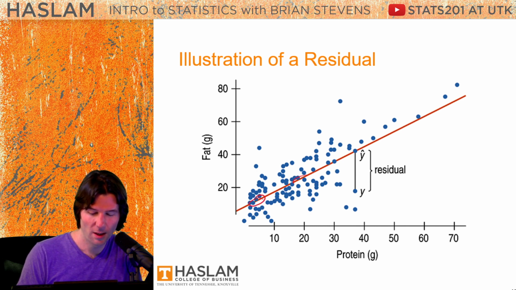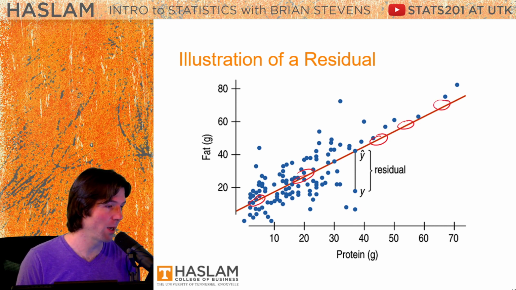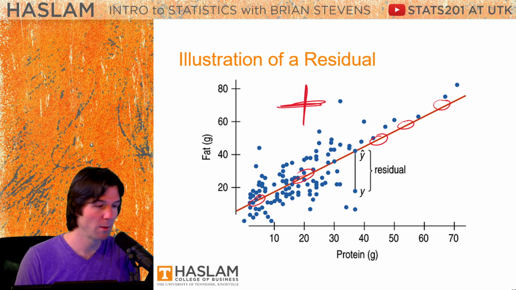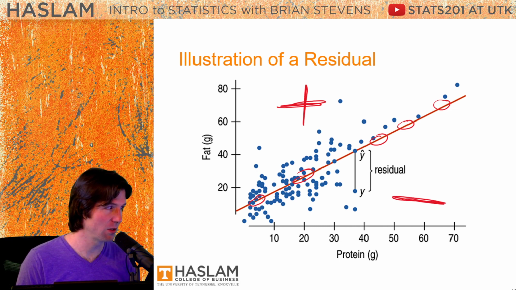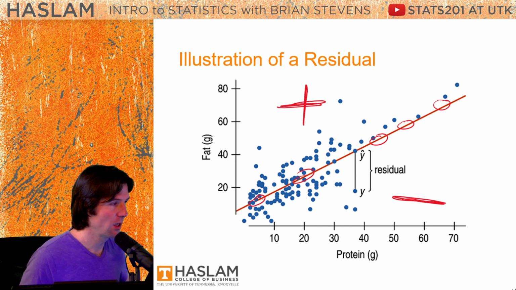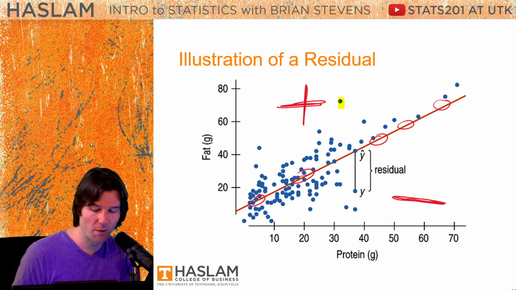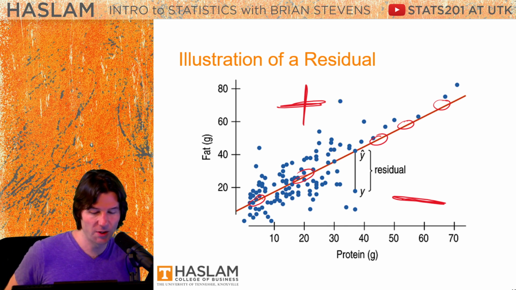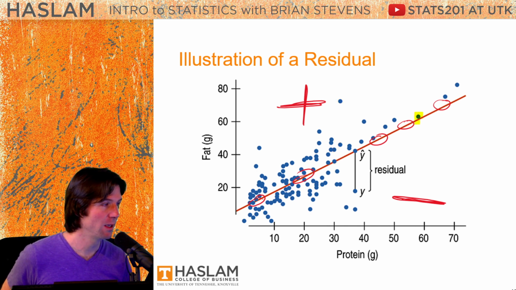Everything on the line would have a residual of 0. Everything above the line would have a residual that's positive. Everything below the line has a residual that's negative. Does this make sense? If it's above the line, it has a positive residual. So what is the residual measuring for us? The residual, which is quite large for this point, is measuring how much we missed with our prediction. The residual, which is very small for this point, is measuring how much we missed with our prediction.